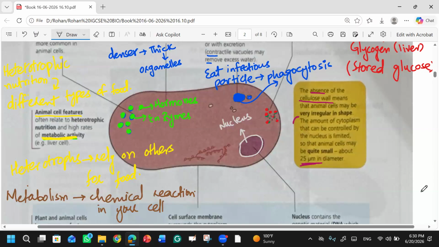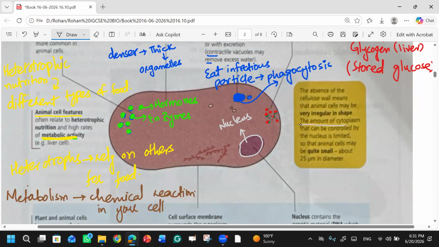Again, read from here. They have mentioned the amount of cytoplasm that can be controlled by the nucleus is limited. Why is it limited? Because the cell can burst, as there is no cell wall. Are you getting my point? There is no cell wall. So if there is more content within the cytoplasm, what will happen? The cell will burst. So to avoid this, the nucleus only allows limited things. There are limited things in the cytoplasm and those are controlled by the nucleus. Clear?